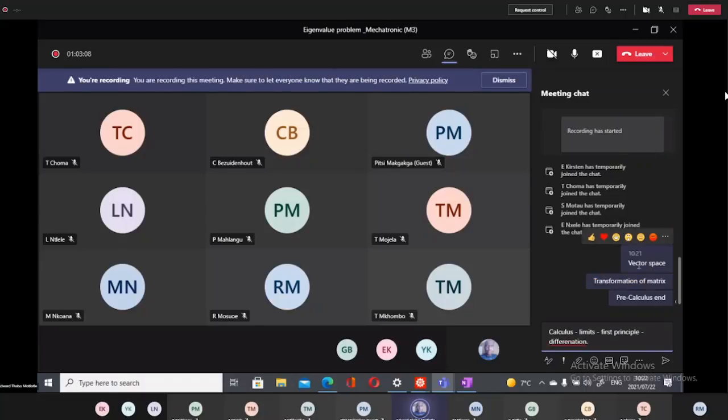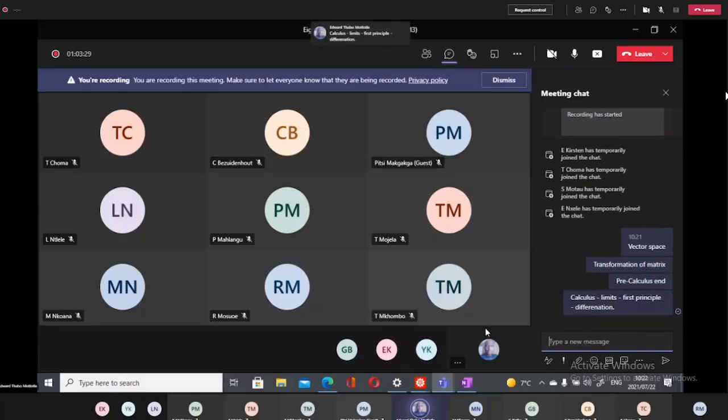This vector space is a very big chapter also. I think transformation is not that big. So vector space might take us the whole week or more. And then transformation, and that's it. Then we go to calculus. So today is going to be a short class. I'm going to end there because we said we are going to discuss only the eigenvalue problem. I cannot move to vector space today.